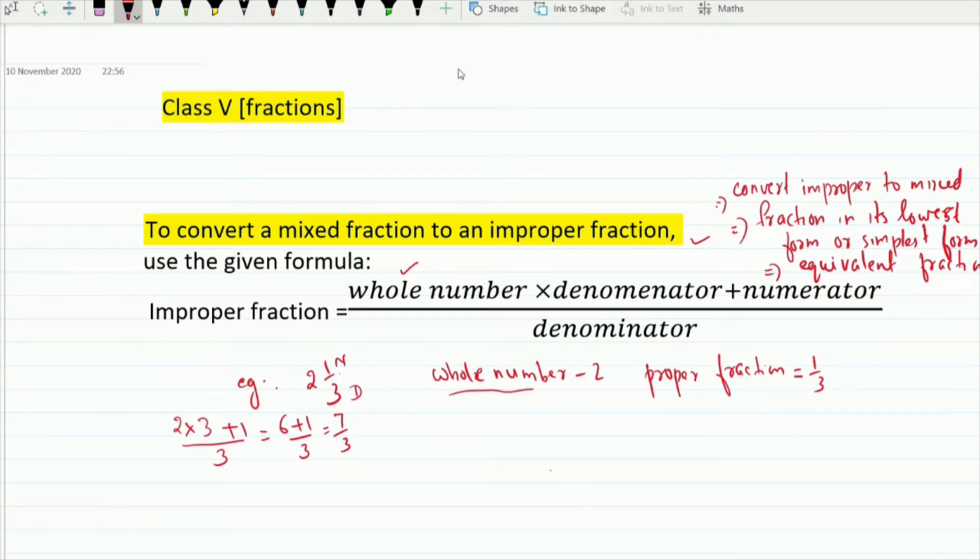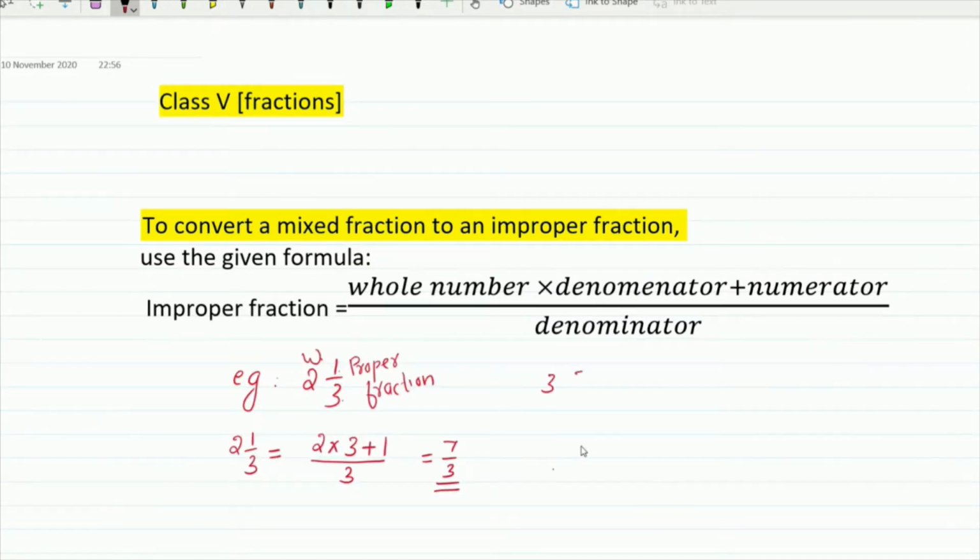Another question I will take here, 5 2/7. It's also a mixed fraction. 5 is the whole number part, 2/7 is the proper fraction. So 5 2/7 is equal to whole number part 5 into denominator 7 plus numerator divided by denominator, that is 7. Therefore 35 plus 2 divided by 7. 35 plus 2 is 37 divided by 7.